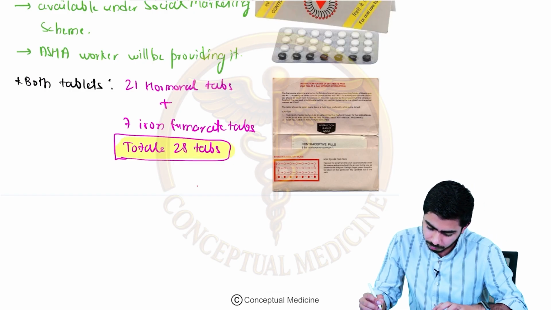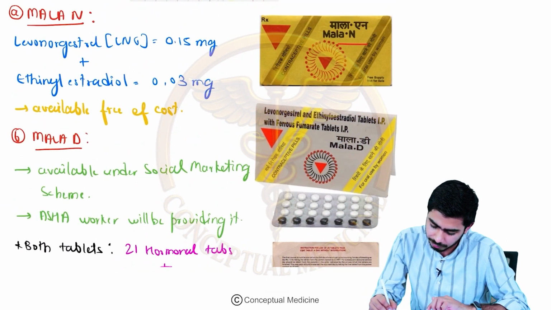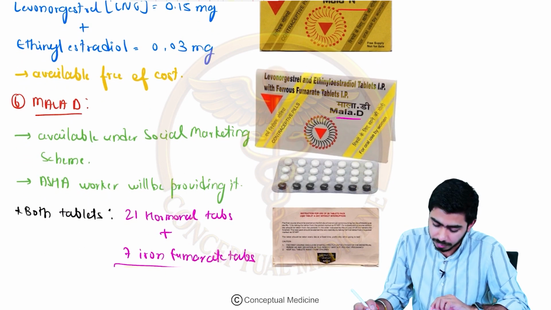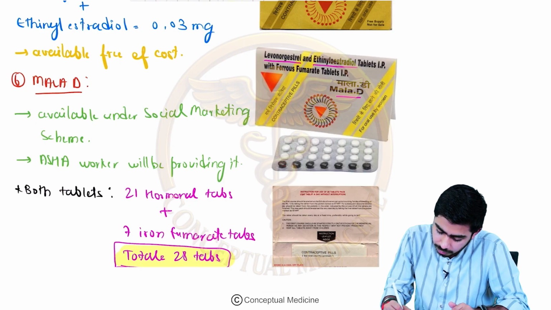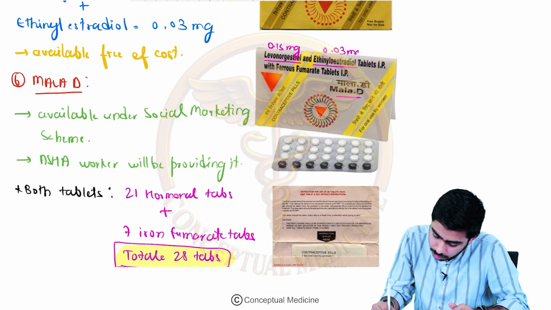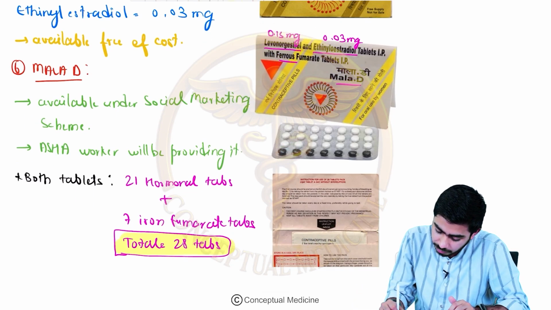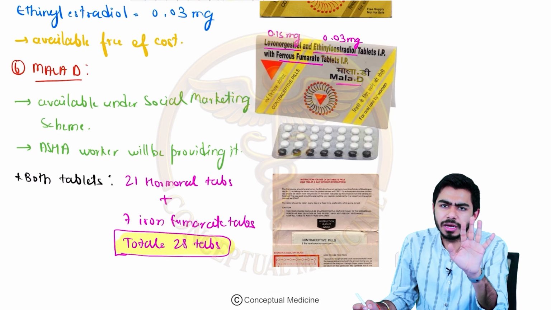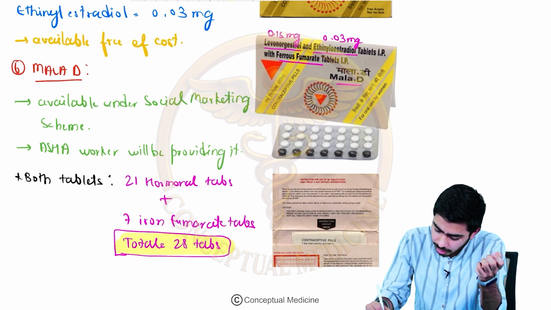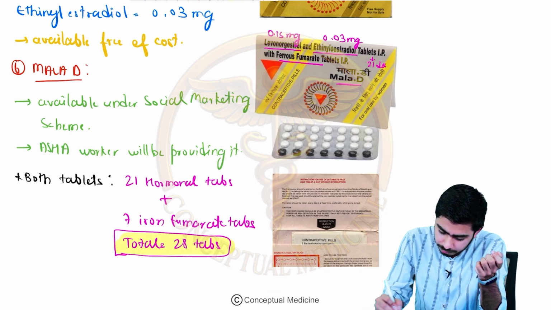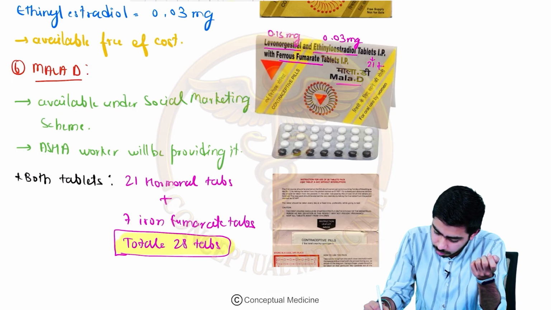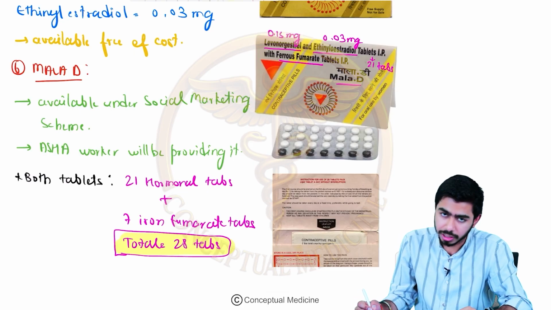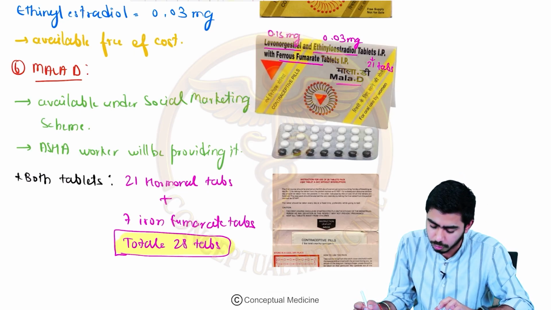Next thing over here, guys, if you see the packets of these ones, this is the Mala N which you are seeing right now. This is the Mala D. In the Mala D, you are seeing the combination: Levonorgestrel and ethinyl estradiol. Levonorgestrel will be present as 0.15 mg and ethinyl estradiol as 0.03 mg. With that we are having the ferrous fumarate also, that is the 7 tablets of the ferrous fumarate. And here we are having 21 tablets, for 21 days, 1 tablet each day. 21 hormonal tablets are present over there. Again, this is under governmental supply, not to be sold.